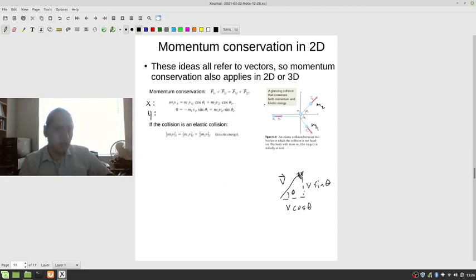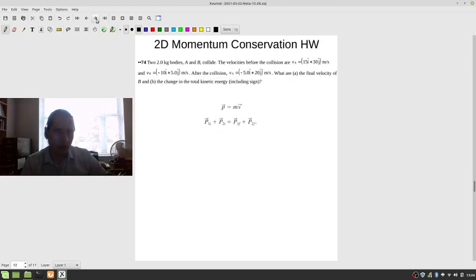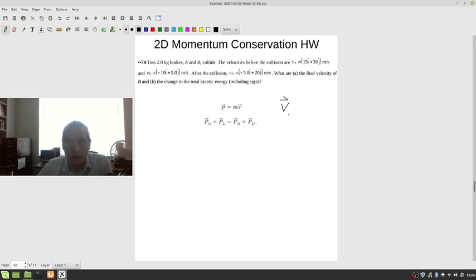Now, I only gave you one homework problem on this, and it's sort of the most bare bones problem that you could possibly get. You've got a VA, a VB before a collision. You've got a VA, VB after the collision. I don't know what VB final is, but it's going to be a vector. It's going to have an x component and a y component.